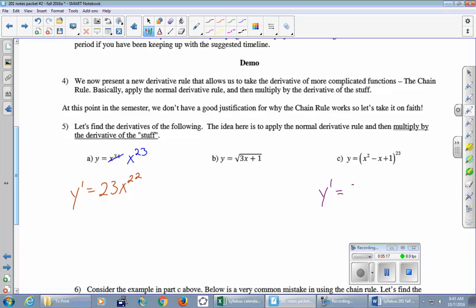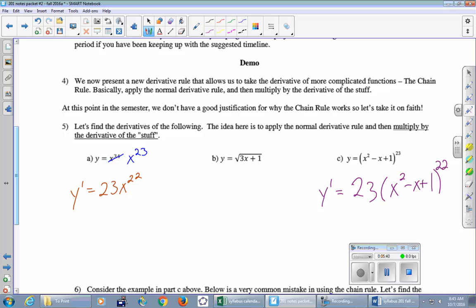Y prime equals. What's the first thing we wrote over there? 23, that's what we're going to write here. Then we copied the x. Well, it's not x. We're going to copy whatever it is. So what are we copying? X squared minus x plus 1. That's the copy the x part. The new power becomes 22. Everything is exactly the same. We see the similarities, right? You just pretend it's x.